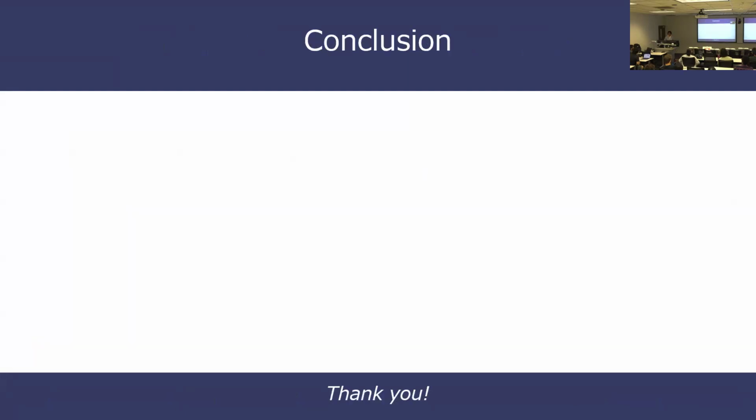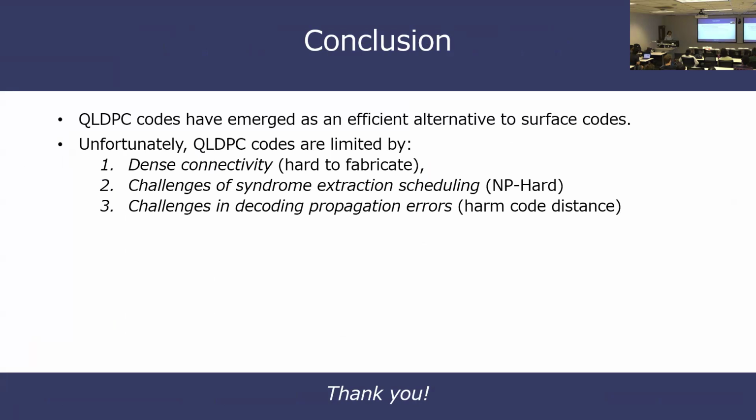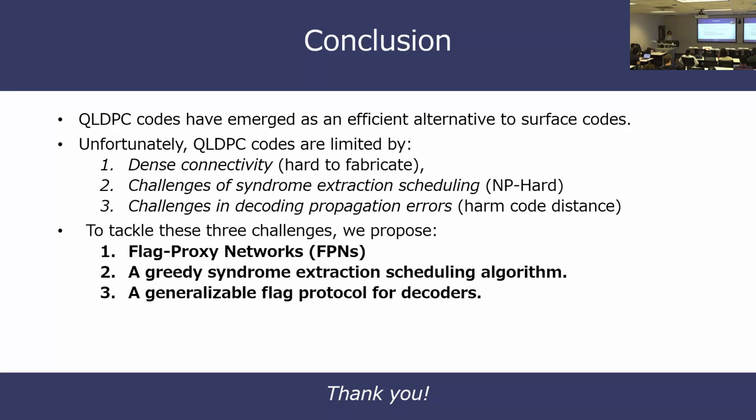So here's the conclusion of this part of the talk. We have QLDPC codes, which are an efficient alternative to the surface code. But the issue with these QLDPC codes is that they're limited by dense connectivity, which is hard to fabricate on superconducting quantum processors. You have challenges of syndrome extraction scheduling, which prevents detecting errors easily. And it's also hard to deal with propagation errors, which harm the code distance. So to tackle these three challenges, we proposed flag proxy networks as a very simple architecture for putting QLDPC codes on superconducting hardware.